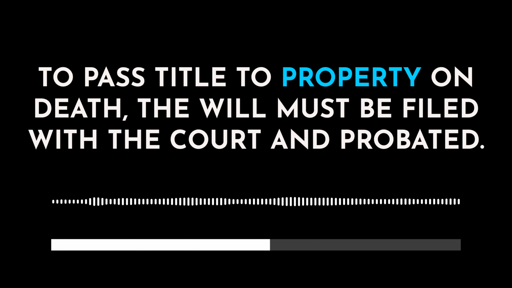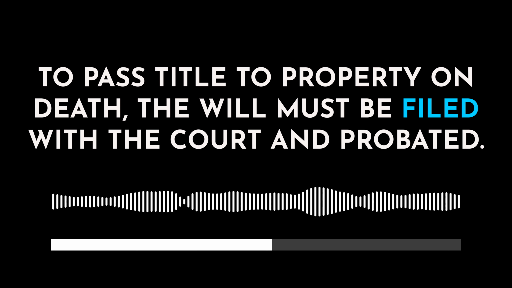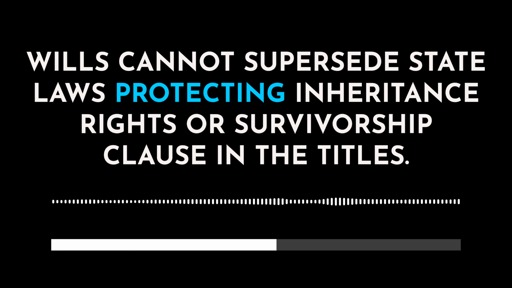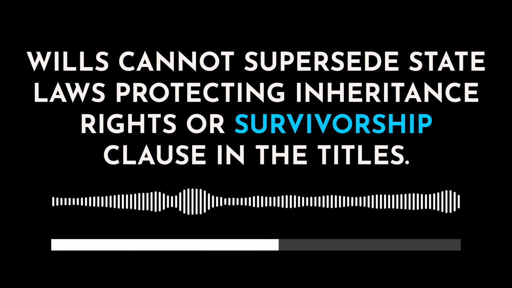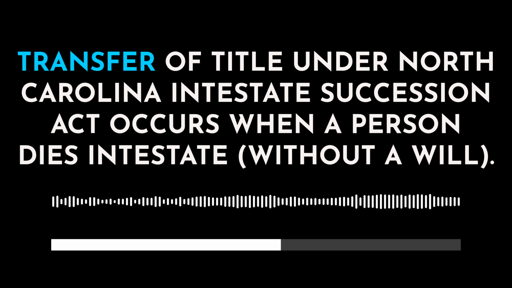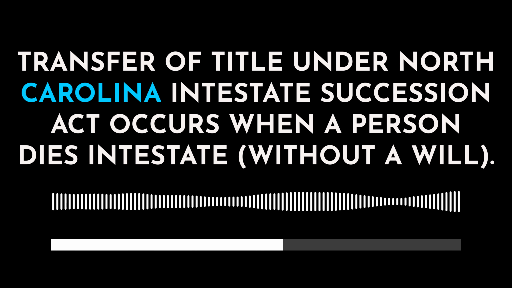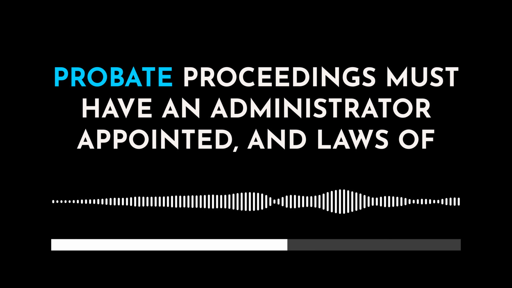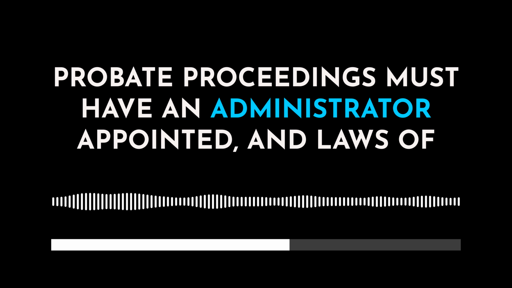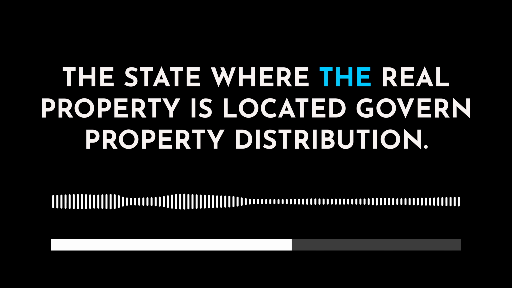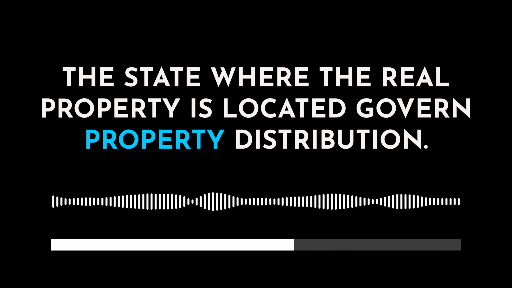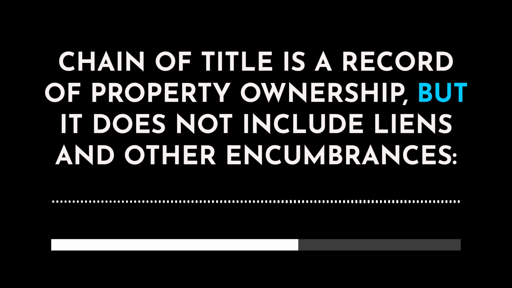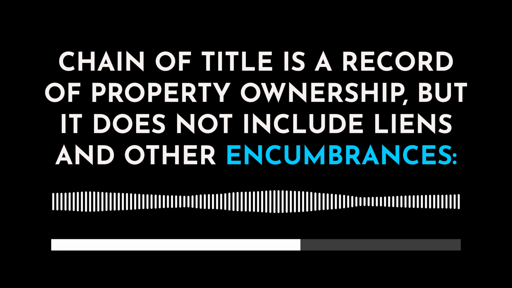To pass title to property on death, the will must be filed with the court and probated. Wills cannot supersede state laws protecting inheritance rights, or survivorship clause in the titles. Transfer of title under North Carolina Intestate Succession Act occurs when a person dies intestate. Probate proceedings must have an administrator appointed, and laws of the state where the real property is located govern property distribution. Chain of title is a record of property ownership, but it does not include liens and other encumbrances.